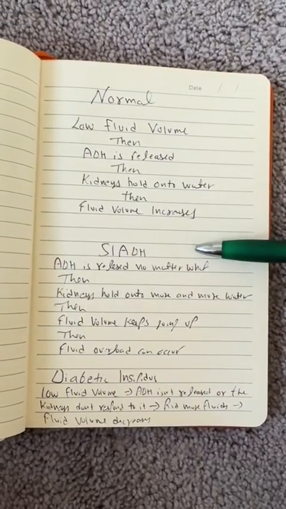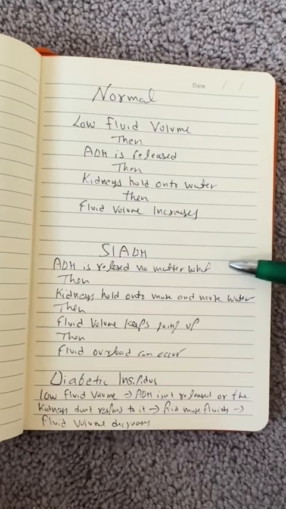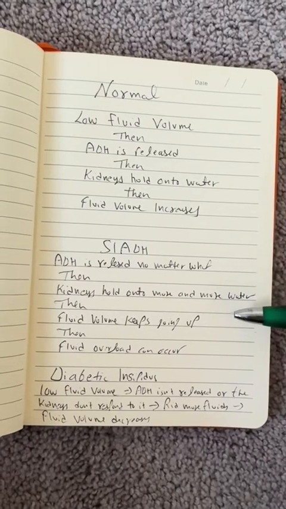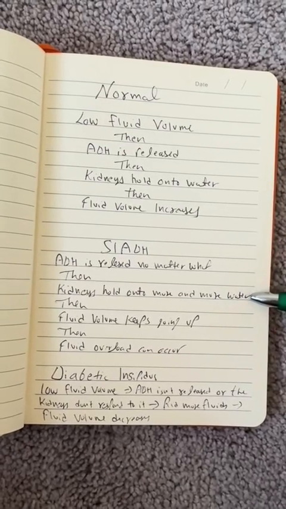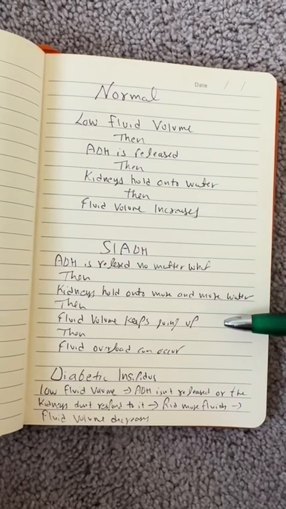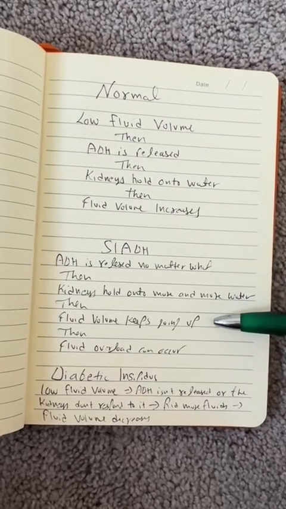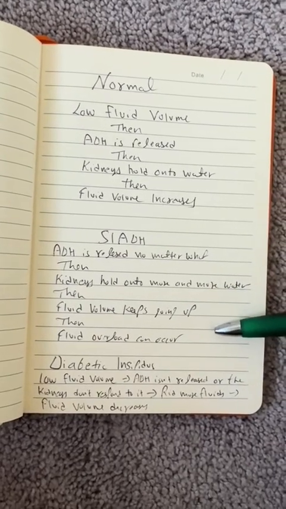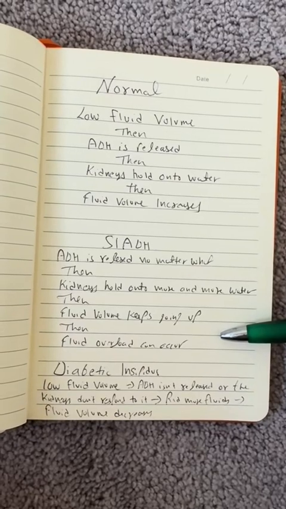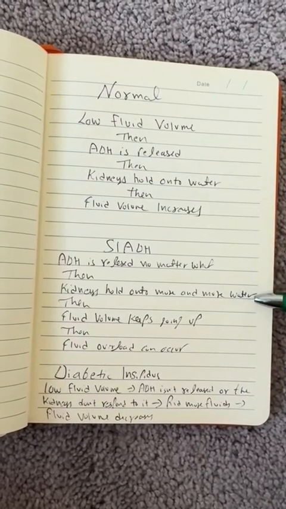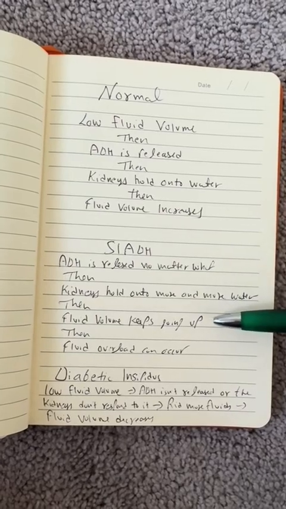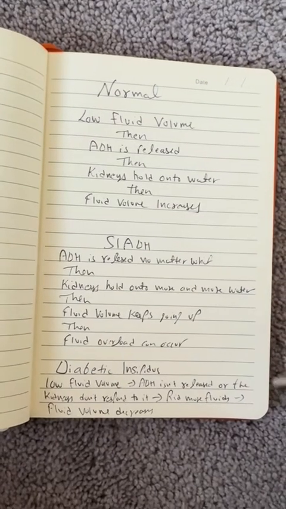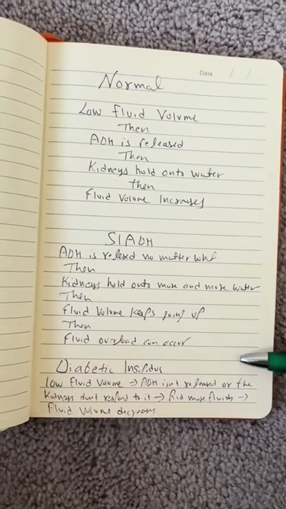So now in SIADH, what happens? Antidiuretic hormone is released no matter what. Then it gives a signal to the kidneys to hold on to more and more water. If you have more water in your body, the fluid volume keeps going up, and fluid overload can occur. If ADH is telling your kidney to hold on to more water, the fluid volume keeps going up, and that will cause fluid volume overload.